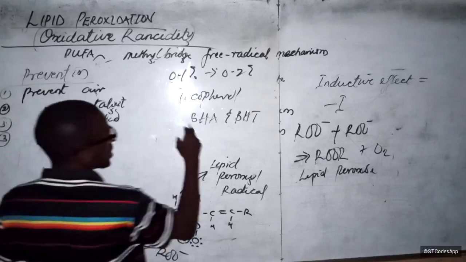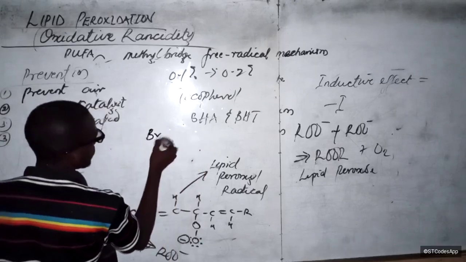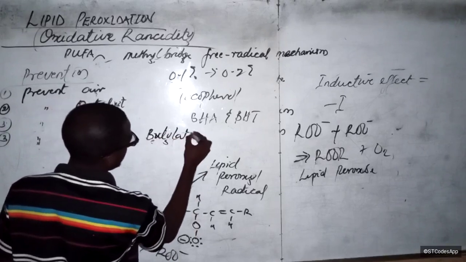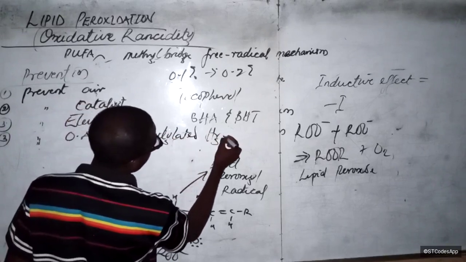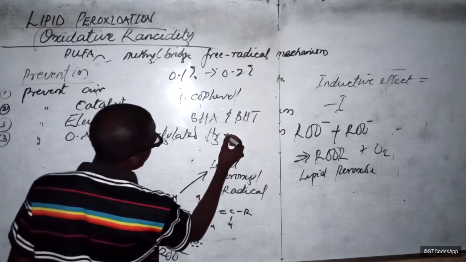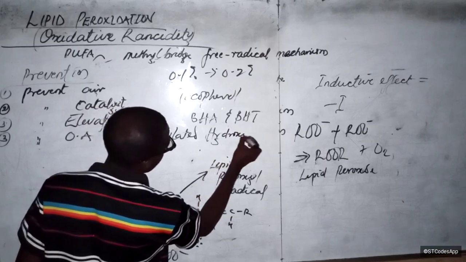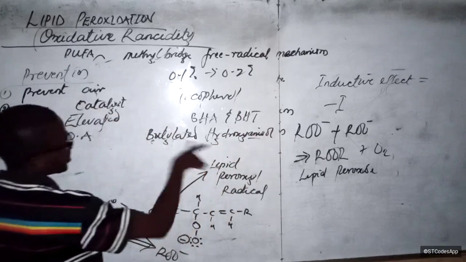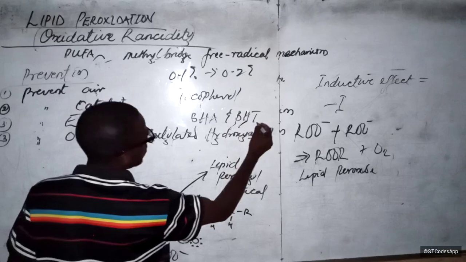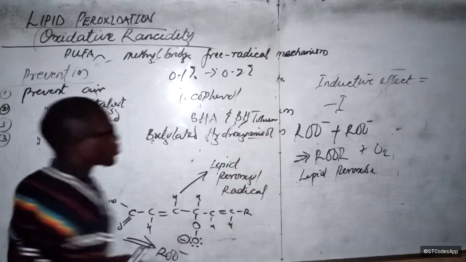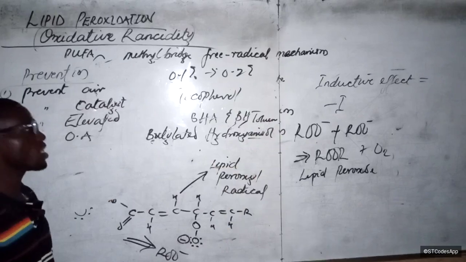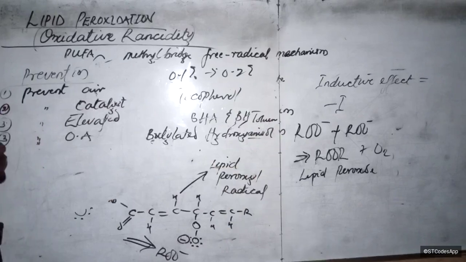Tocopherol is an antioxidant. BHA stands for butylated hydroxyanisole, and this one, BHT, means butylated hydroxytoluene. Right. So these are the antioxidants that are used in the fish processing industry to prevent oxidation of fish oil.